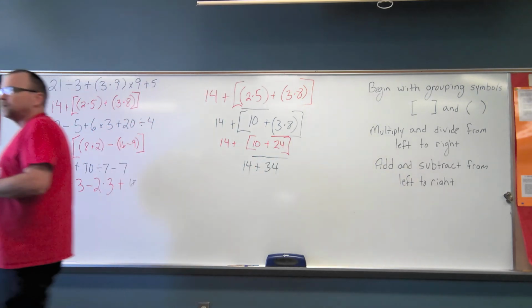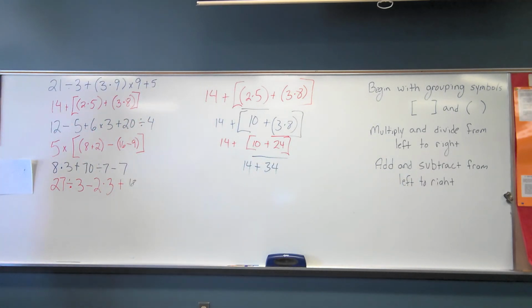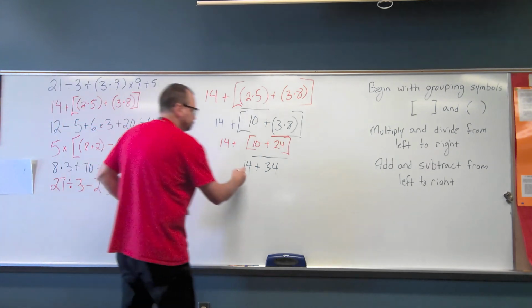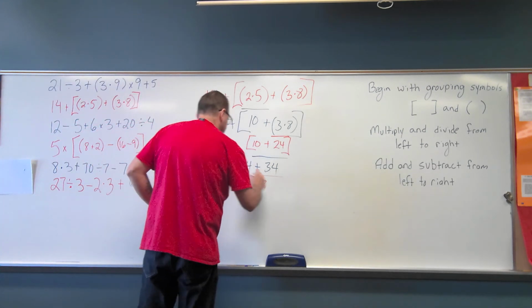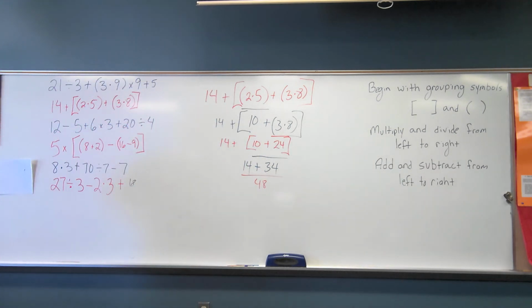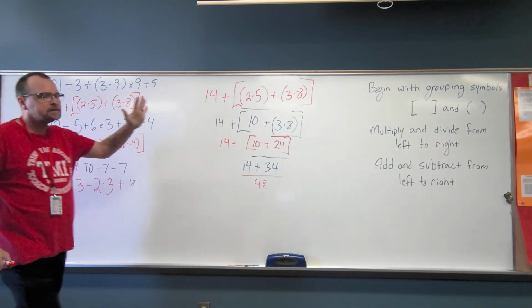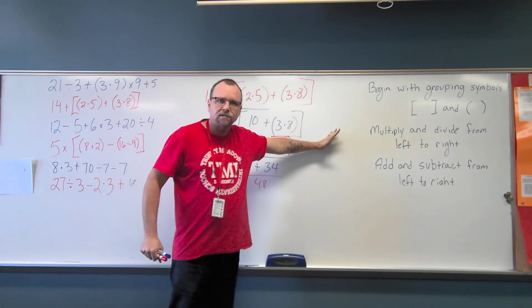What do I do next, Jackson? Do 14 plus 34. Which is what? 48. Good. Take it step by step. Follow this every single time.